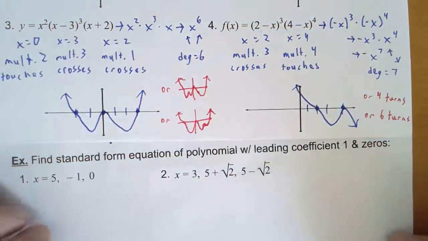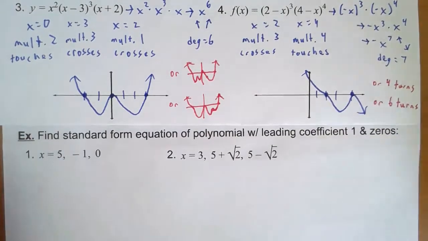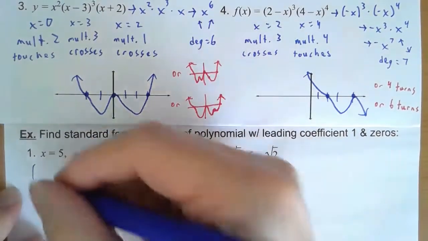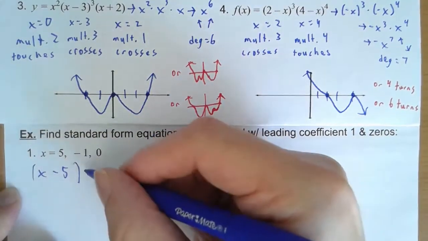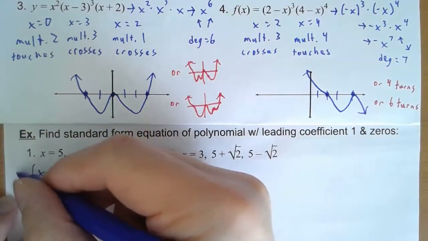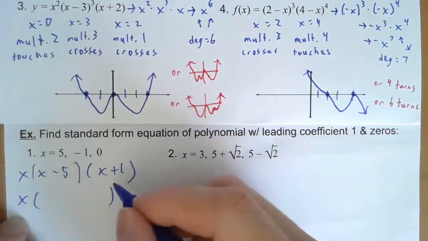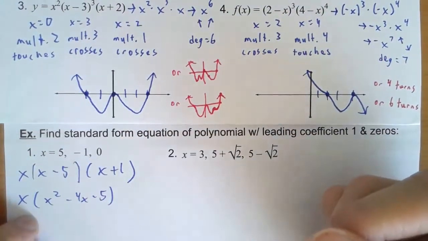Okay. So one last thing here, let's try to actually find the equation. Let's try to go backwards. Let's say we've got the zeros, we want the equation. So we did this a little bit with quadratics in the previous lesson. So the idea was if you have x equals 5, you had to have x minus 5 as a factor. If you have x equals -1, you had to have x plus 1 as a factor. And then x equals 0 goes with just x as a factor. So then we'll have x times this quadratic here, x squared minus 4x minus 5.